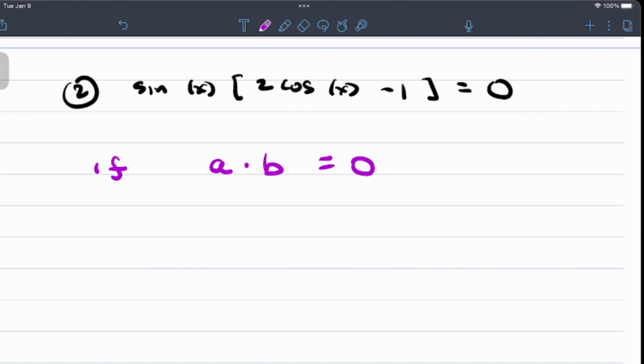Here's what I'm going to say. If A times B equals 0, then what does that mean? Do you guys remember this? There's a very famous property in algebra. What is this? If A times B equals 0, what does that mean? And what is this called? Going back to some algebra.